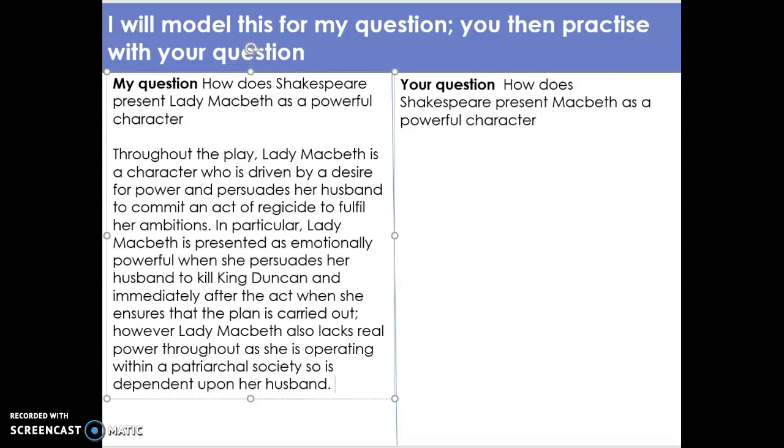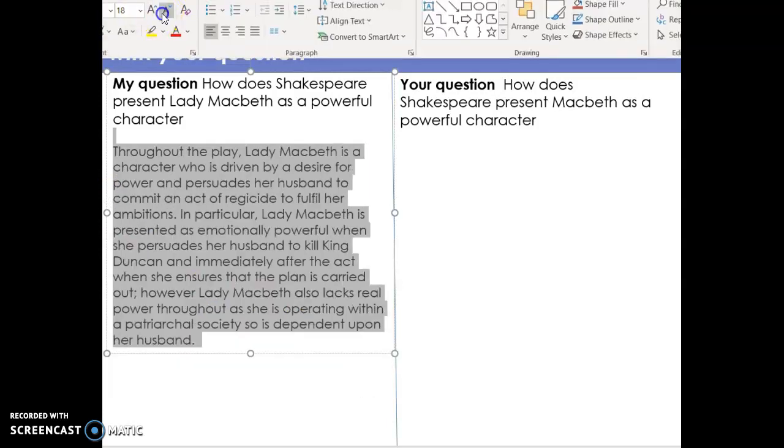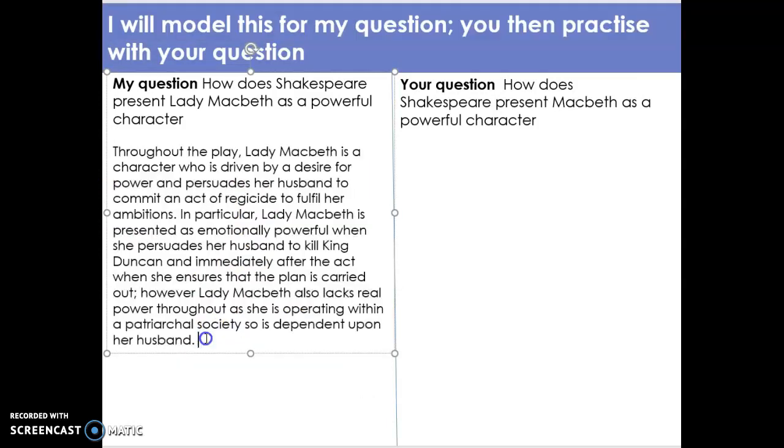So because this is just my introduction, I haven't said a lot there, because these are big ideas I'm going to prove as I progress through my response. But I've established that she's powerful because she demonstrates this emotional power. However, she lacks power because of the patriarchal structure. So now lastly, I can do my thesis statements.